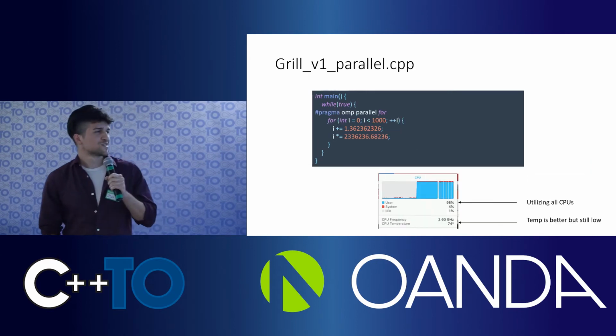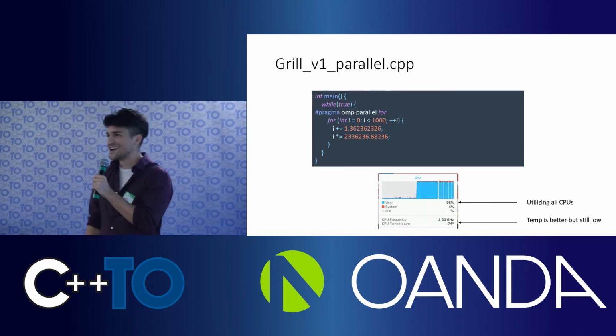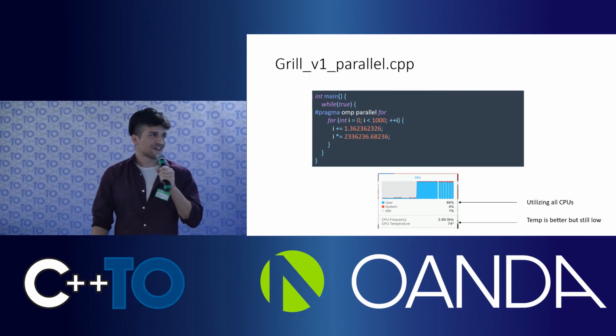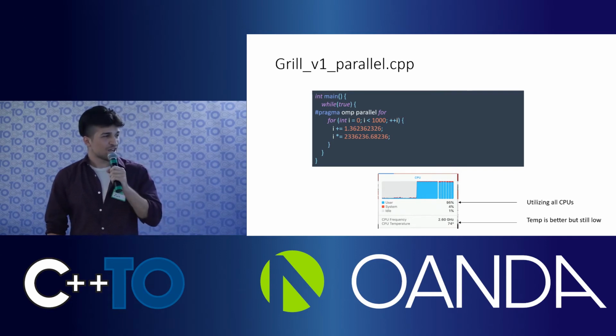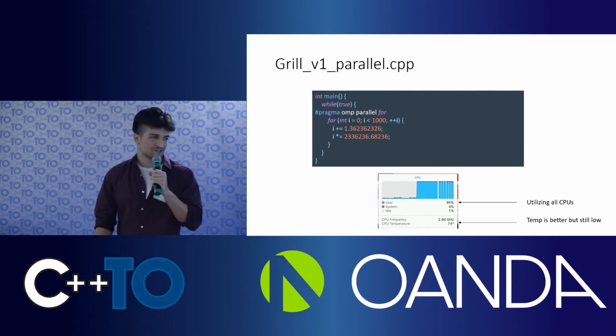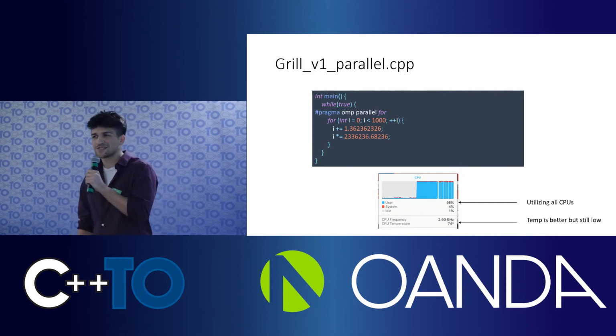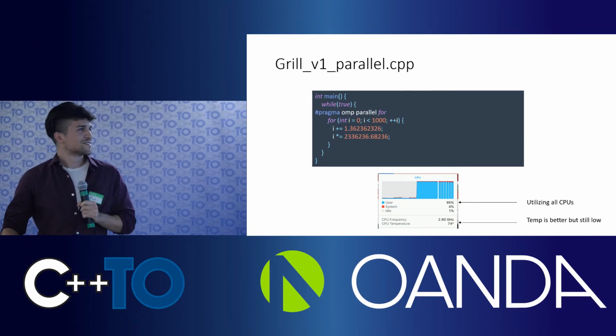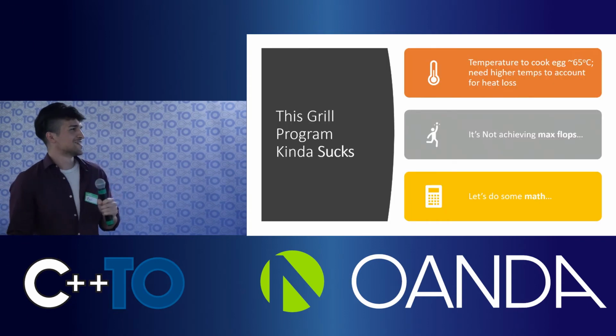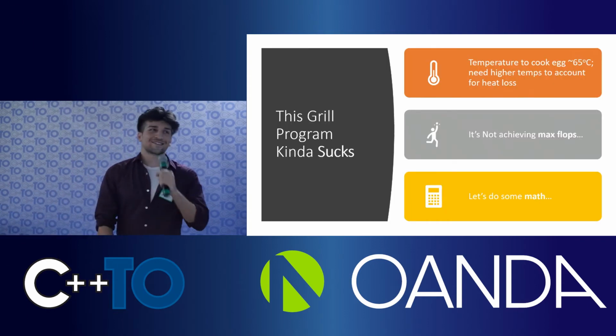Boom. Okay. Parallelized it. OpenMP, if you guys are familiar, one line, really sweet. So now, yeah, we have a ton more CPU utilization. Great. But our temp is still pretty low, 74. My computer has not been cooked yet. Okay, what are we going to do? This grill program still sucks.